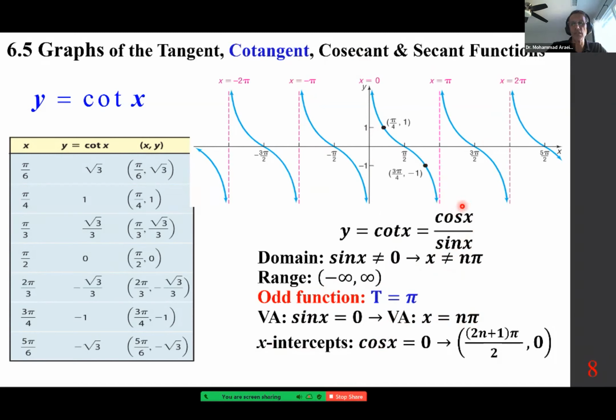And the top, cosine, is 0 when it's 2n plus 1, odd multiples of pi over 2.